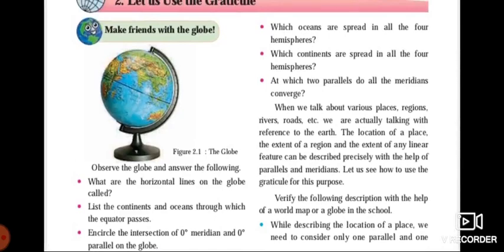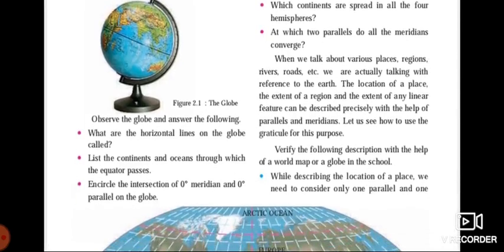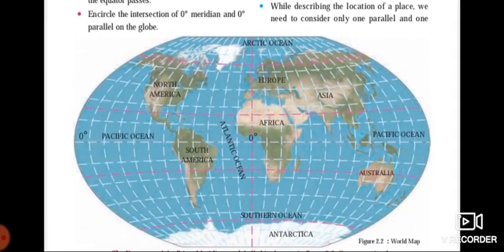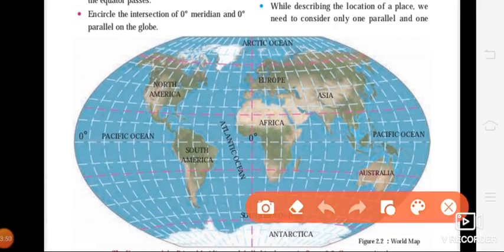Which oceans are spread in all the 4 hemispheres? In all the 4 hemispheres, total we are having 4 hemispheres, isn't it? That is northern, southern, western and eastern. So in all 4 hemispheres, which ocean do we have? We are having Pacific Ocean.